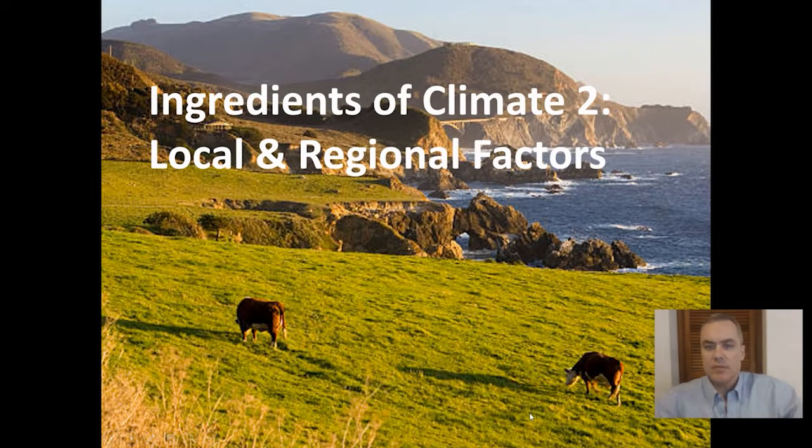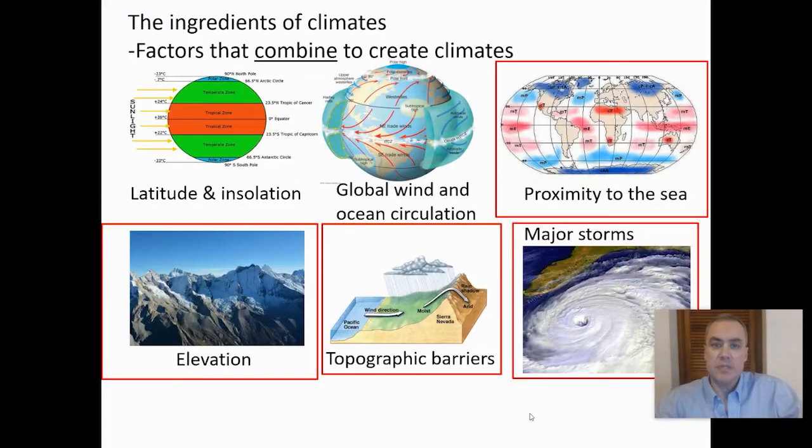This video is about the ingredients that go into making a climate in a particular part of the world, and specifically about local and regional factors. In a previous video, we talked about the amount of insolation, or energy from the sun, that you get at different latitudes and how that's a primary factor in creating a climate.